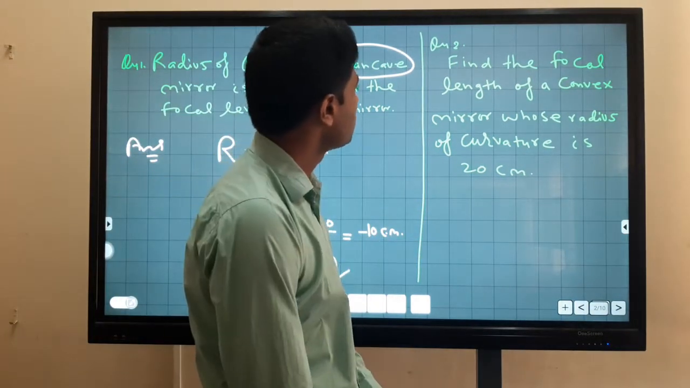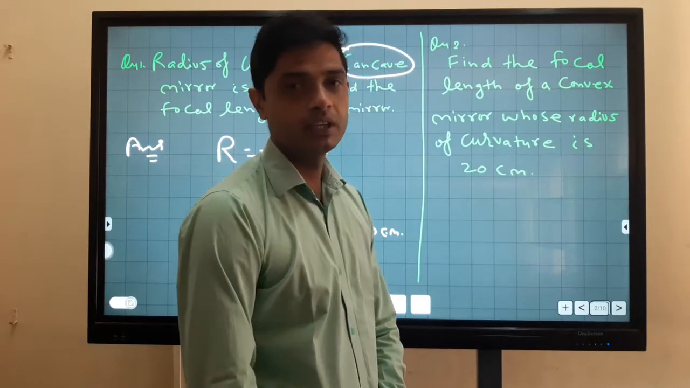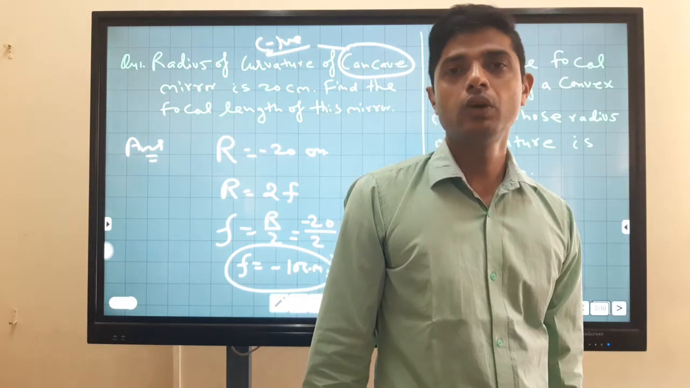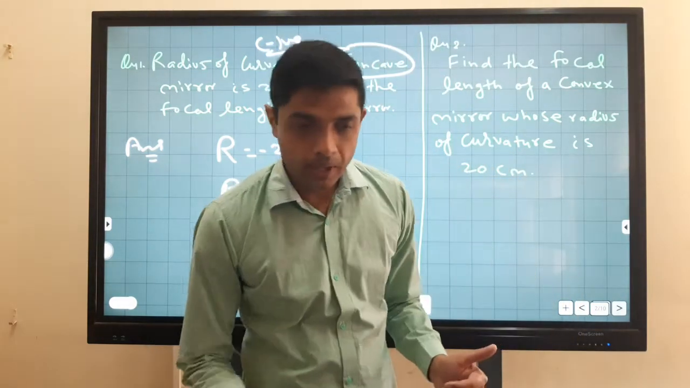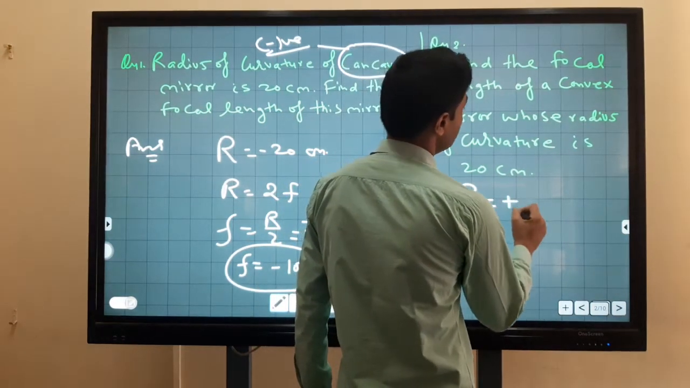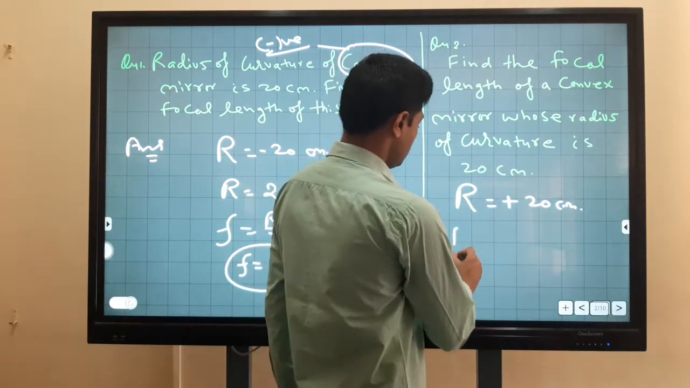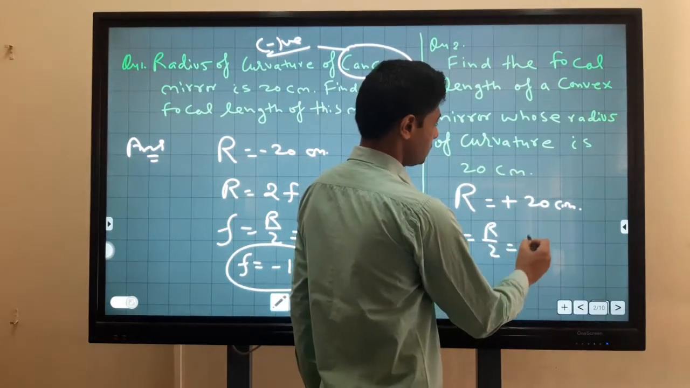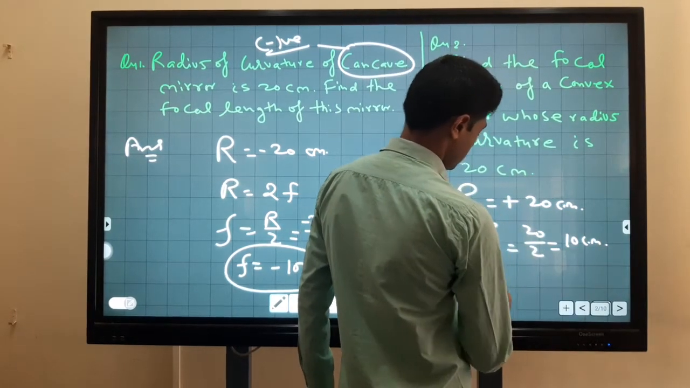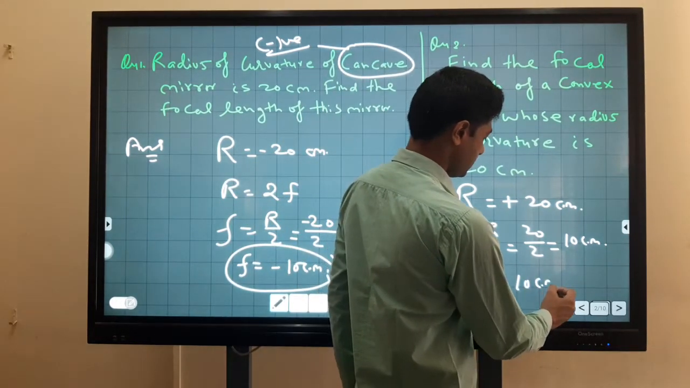The second question: find the focal length of a convex mirror whose radius of curvature is 20 centimeter. As you know, a convex mirror is a diverging mirror. It diverges the rays of light. We obtain the image behind the mirror. It means R equals plus 20 centimeter. So as we know, F equals R by 2. 20 upon 2, it means 10 centimeter. So the focal length of a convex mirror is 10 centimeter.